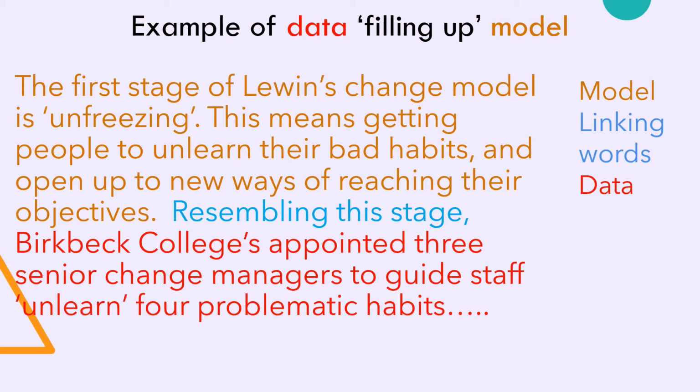So in brown, we have an explanation of the model, and in blue, we have those crucial linking words, and in red, we see the data. And we can see a symbiotic relationship that is taking place between the model and the data. The data is reinforcing the model, and the model is giving shape to the data.